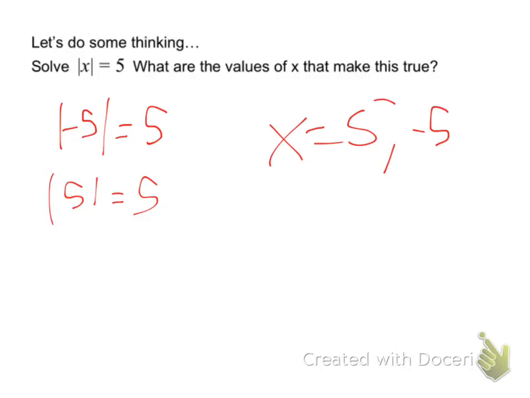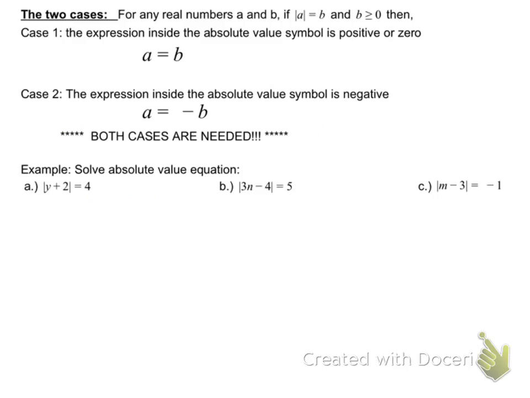Any questions to this? So let's formally put this down on some steps and onto paper. There are 2 cases, guys. And in bold down there with the asterisks on both ends, both cases are needed. It says that for any real numbers a and b, if the absolute value of a is equal to b, kind of like what we had for the last problem, and b is greater than or equal to 0. So think of this, guys.